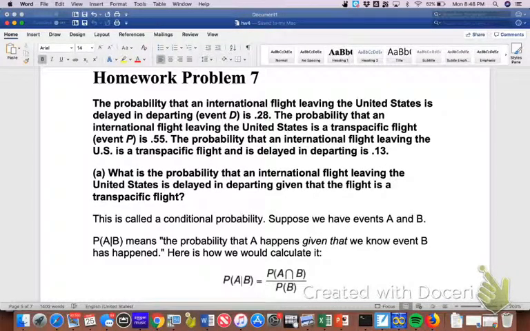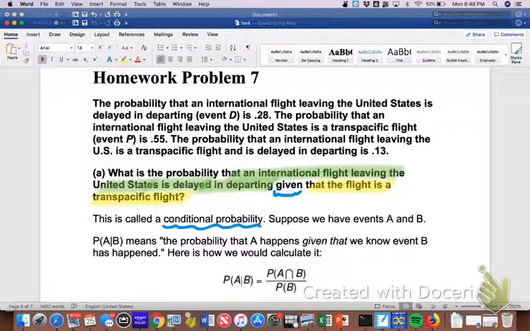Hey guys, here's a practice problem very similar to homework problem 7. It is asking us, what is the probability that an international flight leaving the United States is delayed in departing, given, and I'm going to color code the second part in a different color, that the flight is a trans-Pacific flight. So this term given is a clue that we're going to use something called conditional probability.